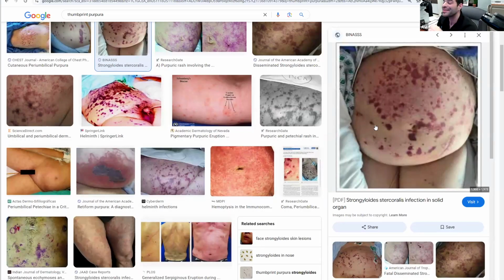I've seen cases where that comes before the larva currens, and I've seen cases where that's the only thing you see. Unfortunately, the rash of Strongyloides, you usually don't see either larva currens or thumbprint purpura. It's usually nonspecific. If you're lucky, you will see either one. Now, if you were to biopsy the thumbprint purpura, not the larva currens, where do you biopsy?